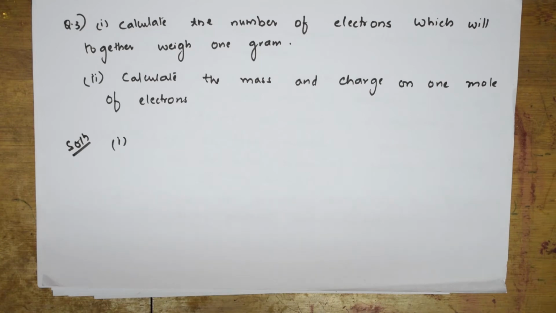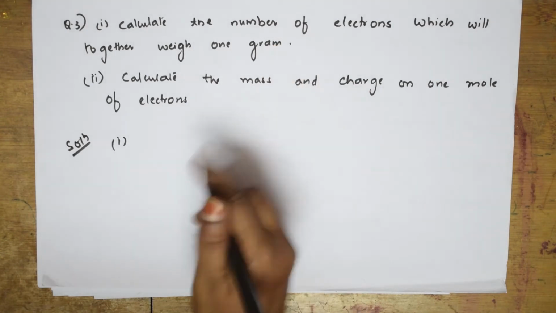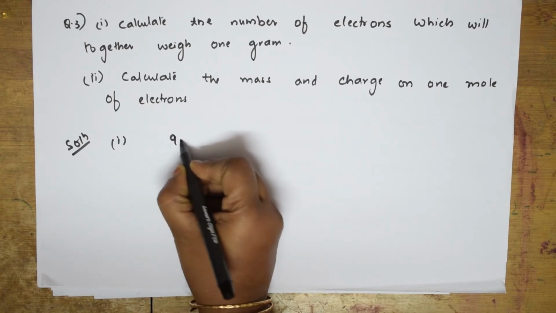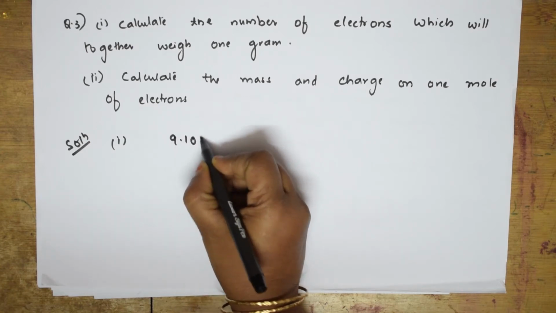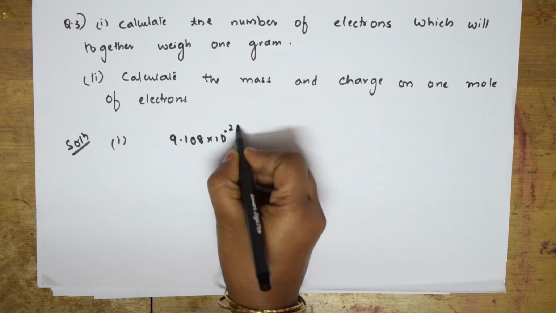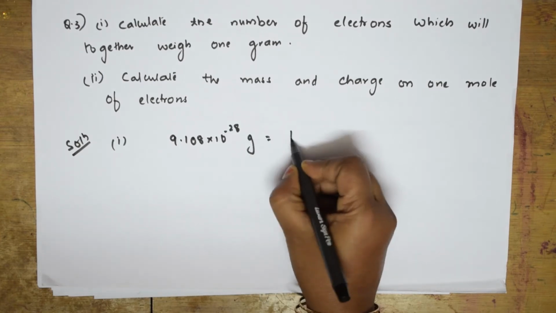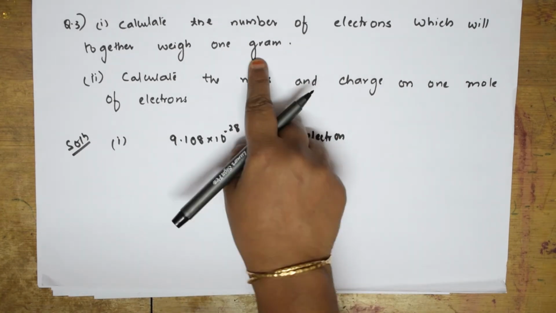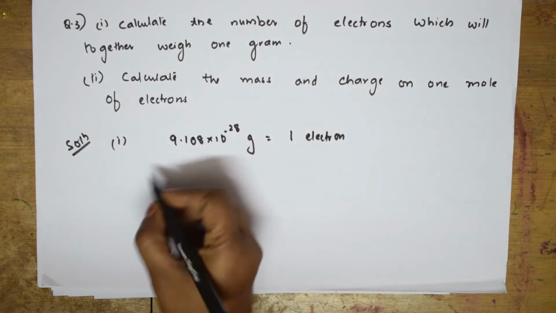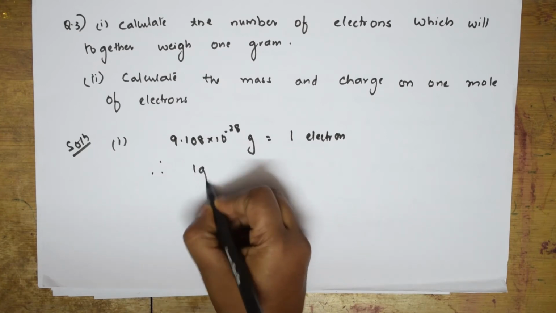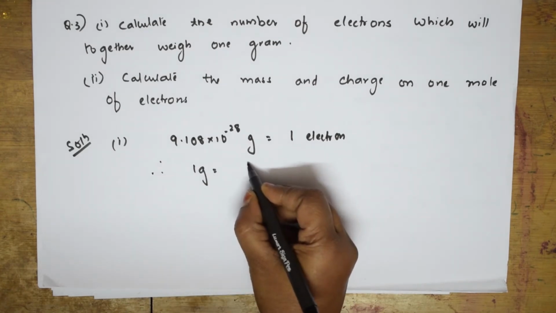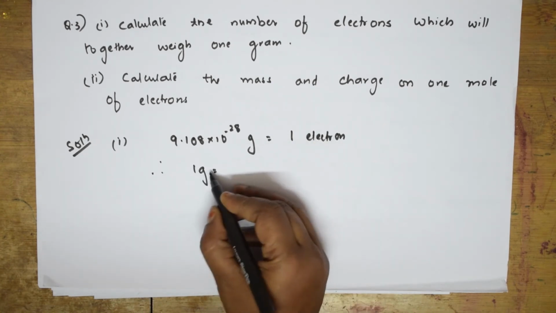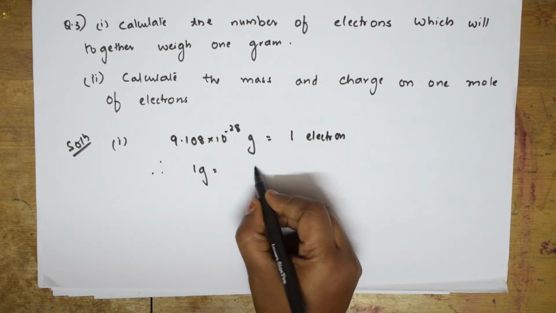Basically, what is the weight of one electron? It is 9.108 into 10 raised to the power of minus 28 gram is equal to 1 electron. Correct? Because this is in grams, and they want us to find it for a gram. That is the weight. So what can I write from here? 1 gram is equal to how many electrons? Now cross multiply, isn't it? So what do I get?